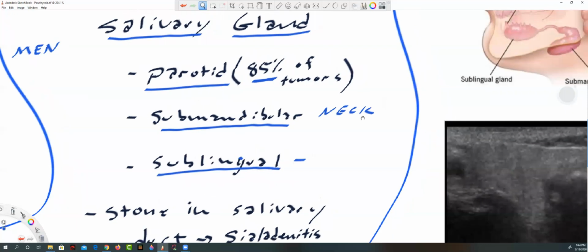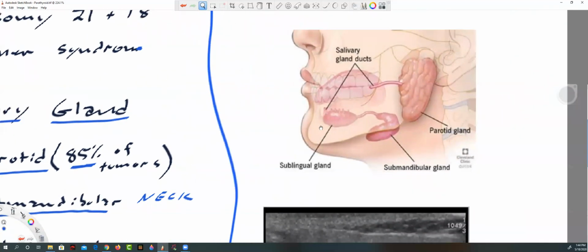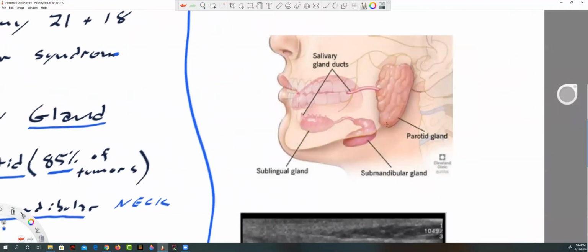So let's just quickly look at this picture here. With the parotid, can I draw on you? Yes. With the parotid, like I said, it's on top of the mandible, all the way up by your ear. And that is the largest one that has the most tumors on it.